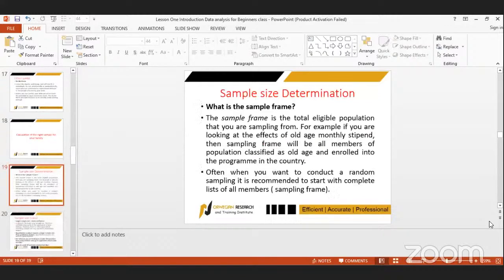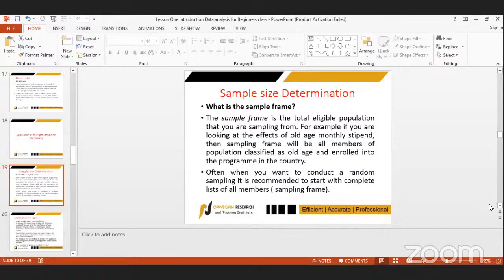So now, sample size determination. What is the sample frame? The sample frame is the total eligible population that you are sampling from. For example, if you are looking at the effect of an old age monthly stipend, then the sampling frame will be all members of the population classified as old age, perhaps 70 years and above, and enrolled in that particular program in a particular country.